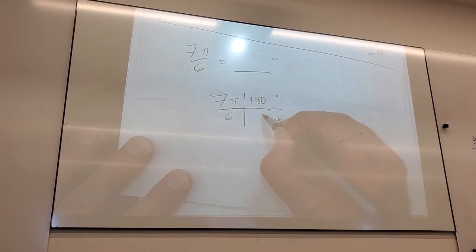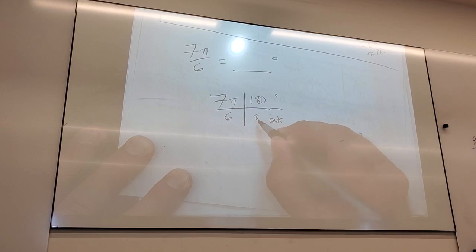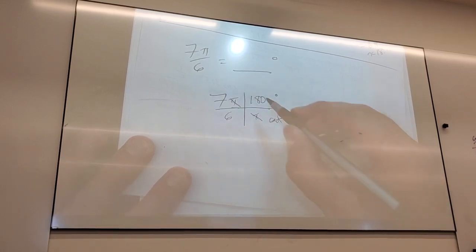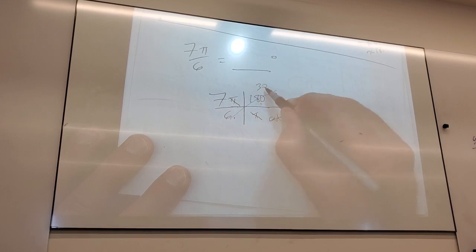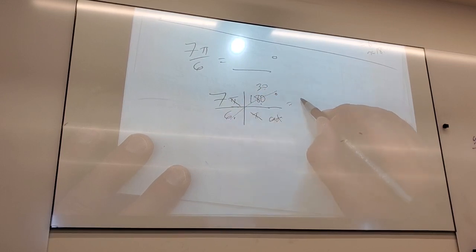So 180 degrees in pi radians. What happens is really nice: the pi is canceled. 6 goes into 180 30 times. 30 times 7 is 210. So 210 degrees.